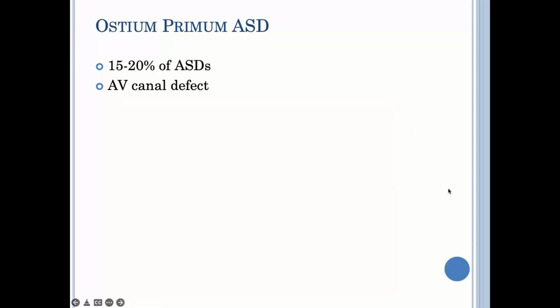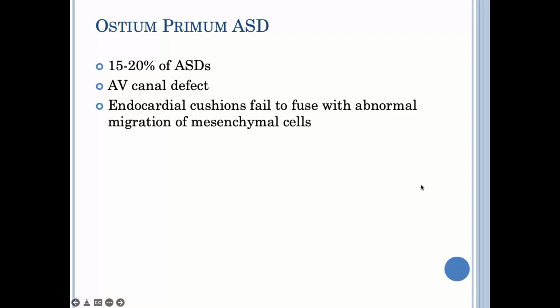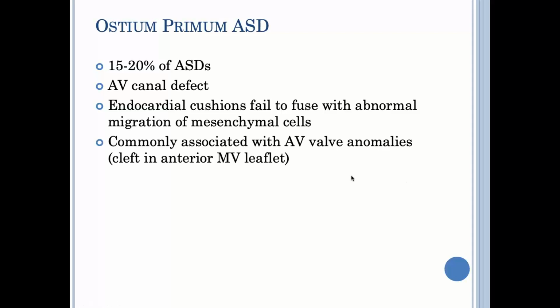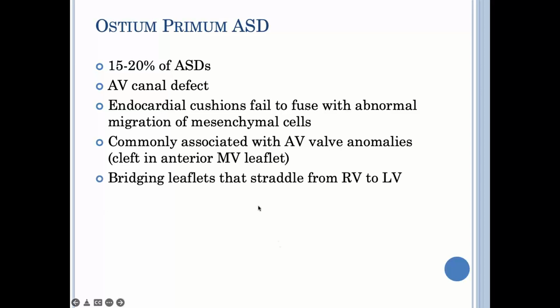So the next one is ostium primum ASD. As you can see, the frequency is much smaller, about 15 to 20%. It's usually an atrioventricular canal defect. In this case, the endocardial cushions fail to fuse, and there's abnormal migration of the mesenchymal cells. There's a common association with atrioventricular valve anomalies, and again, that's important when these patients are being assessed with echocardiogram. They can be, for example, a cleft in the anterior mitral valve leaflet. They could be bridging leaflets that straddle from the RV to the LV.